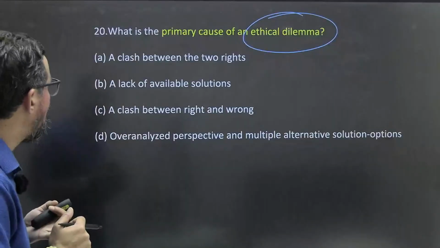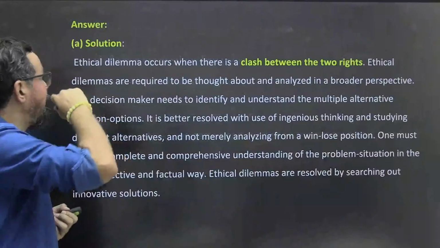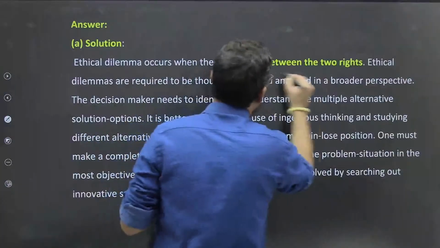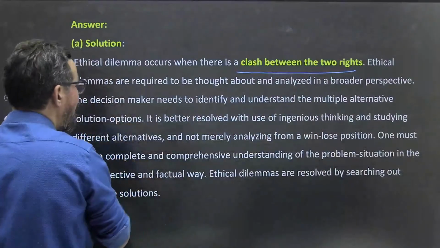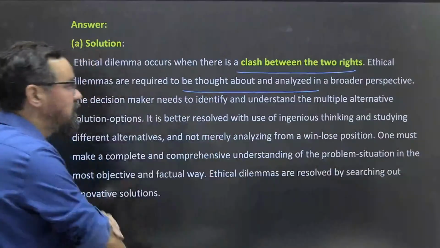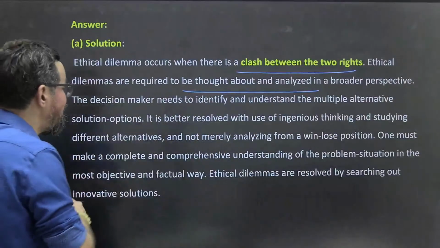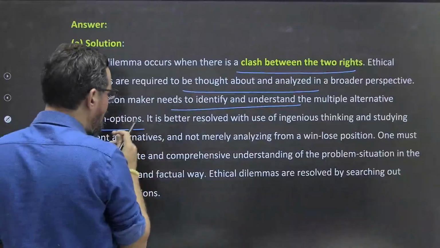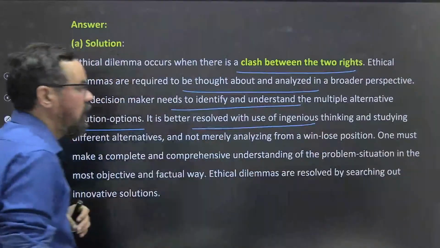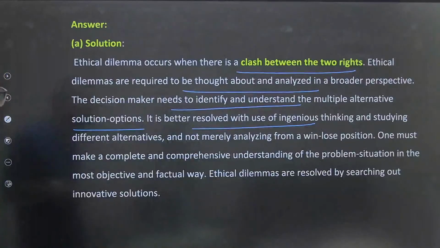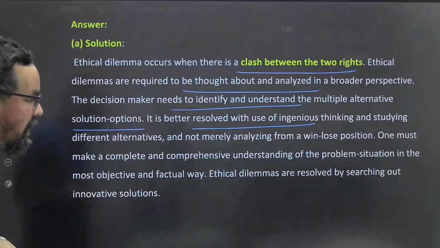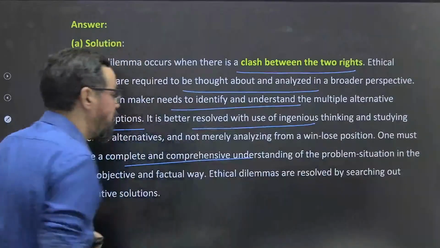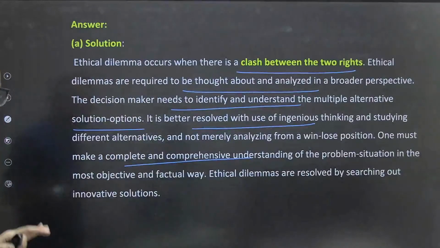So to write, yes absolutely, option 1 is the right answer for this particular one. Option A will be the correct answer. Yes, very good guys. So ethical dilemma occurs when there is a clash between 2 rights. Ethical dilemmas are required to be thought about and analyzed in a broader perspective. The decision makers need to identify and understand the multiple alternative solution options. It is better resolved with ingenious thinking and studying different alternatives, not merely analyzing a win-lose position. One must make a complete and comprehensive understanding of the problem situation, as objectively as possible.